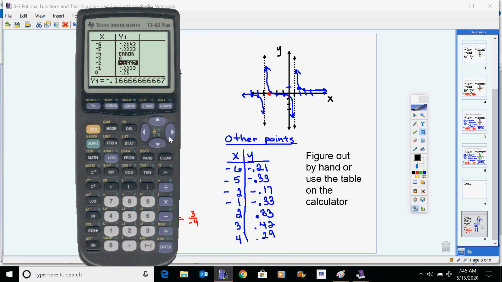And then we get to our other error and we get to see what's happening on the other side. So in this case, your table is actually more useful than your graph in order to make a good hand-drawn graph. And so that's important.